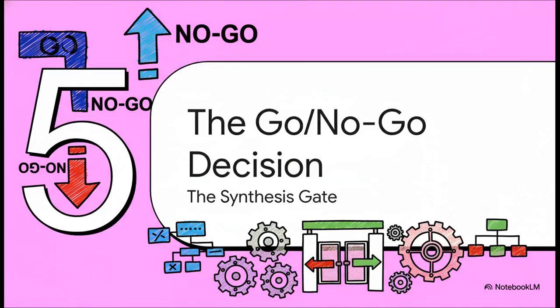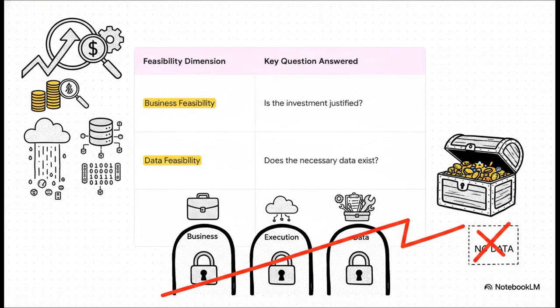Got it? Okay, now we arrive at the big one, the AI go/no-go decision. Think of this as judgment day for the project. This is a critical gate, and the key thing to remember is that it's all about synthesis. You're not doing new research here. You are making a formal, disciplined decision based on all the evidence you've gathered so far. So, how do we make that decision? It's not a gut feeling.